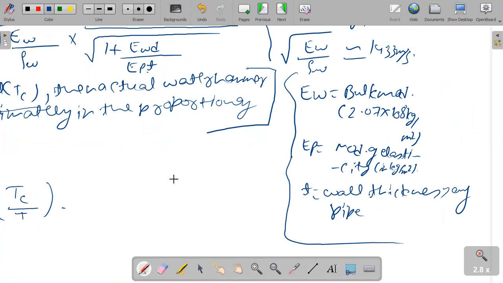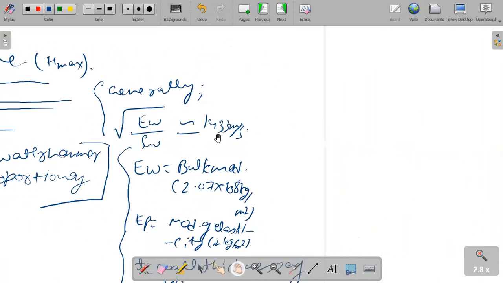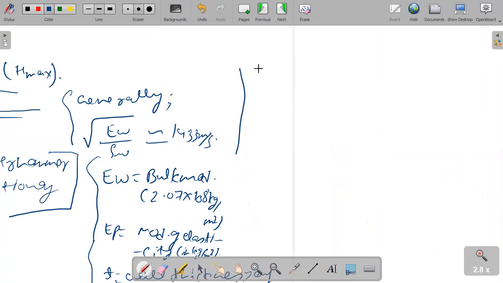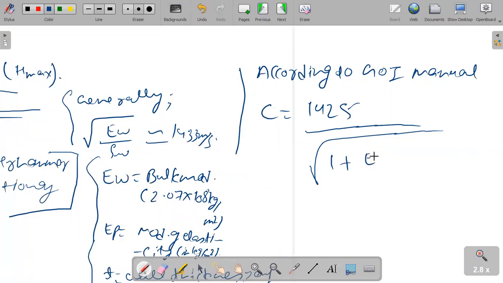One more thing for calculation of C: according to the Government of India manual, the C value is also calculated using the formula C = 1425 / sqrt(1 + EW D/(EP t)). So this is all about computation of water hammer pressure.